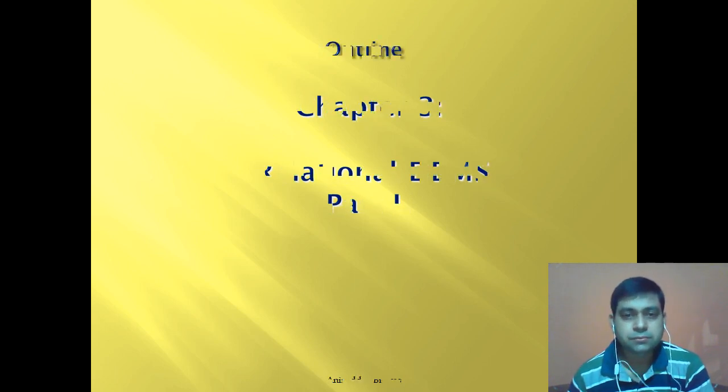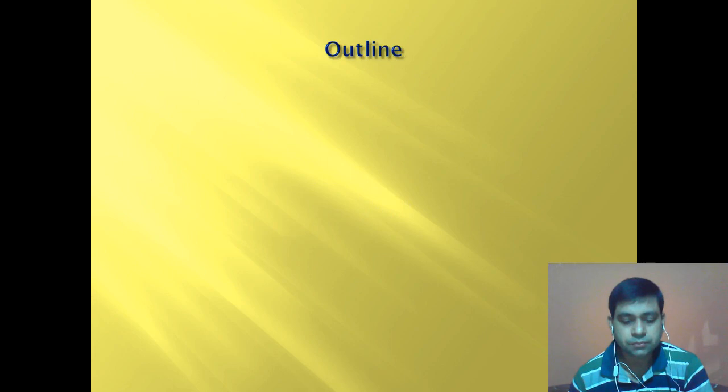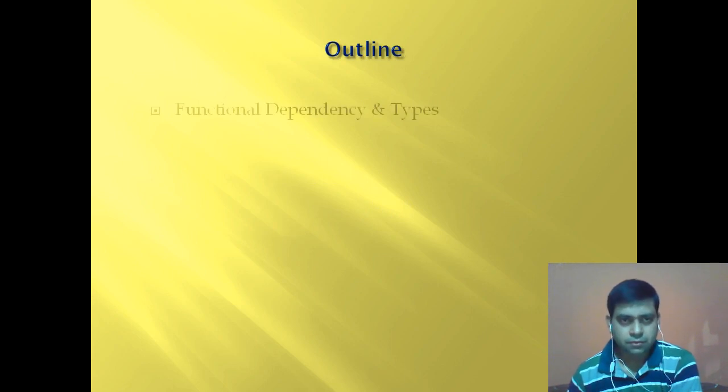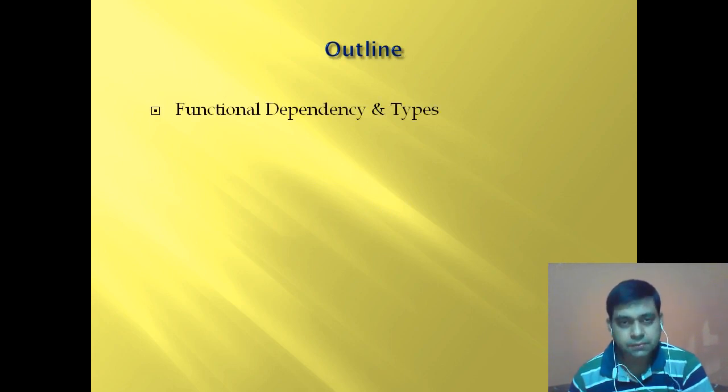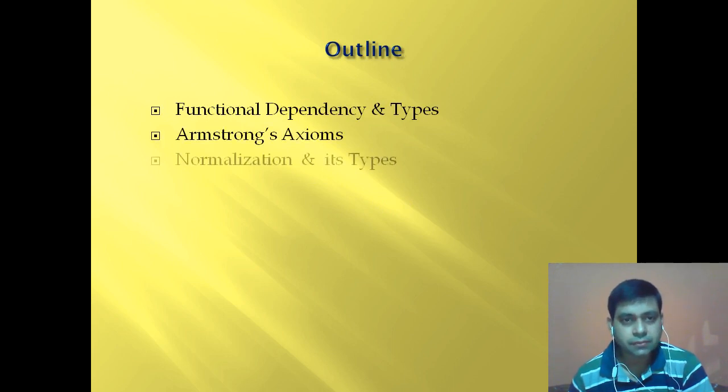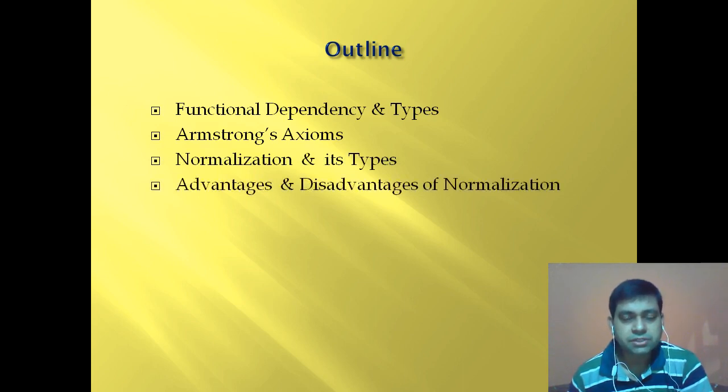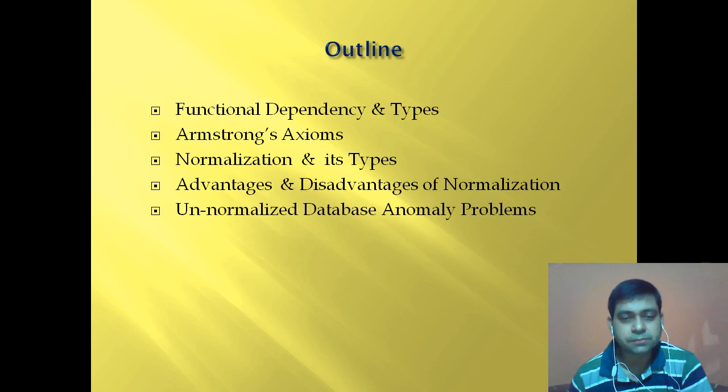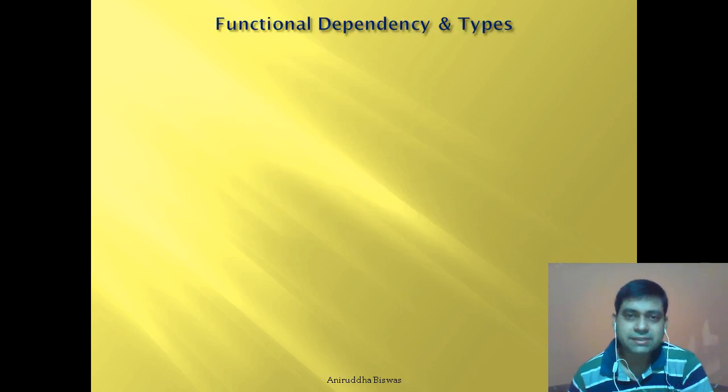In this we'll be discussing functional dependency and types, then Armstrong's axioms, normalization and its types, advantages and disadvantages of normalization, then unnormalized database anomaly problems. So let's start. The first thing that we are going to discuss today is functional dependency and its types.